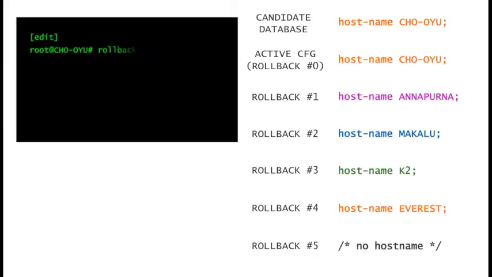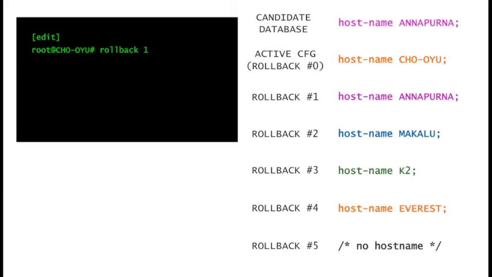Now, what happens if you execute the command rollback 1? This command copies the formerly active configuration, the one that was active 1 rollback ago, into the candidate database, but it doesn't touch the currently active configuration. This is a very important point.